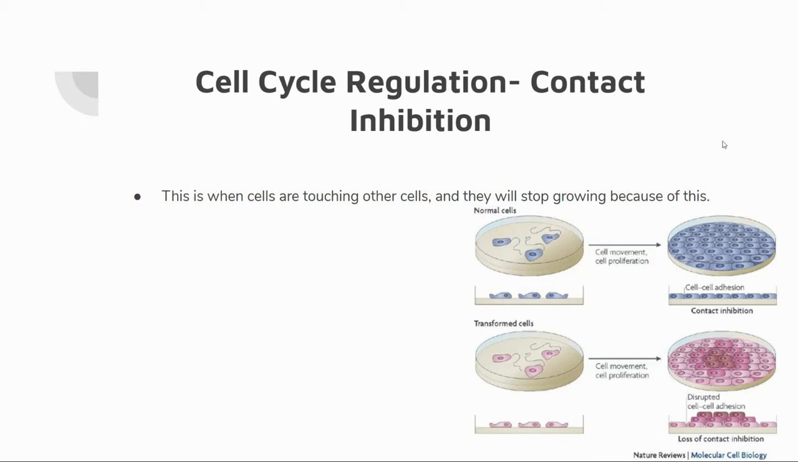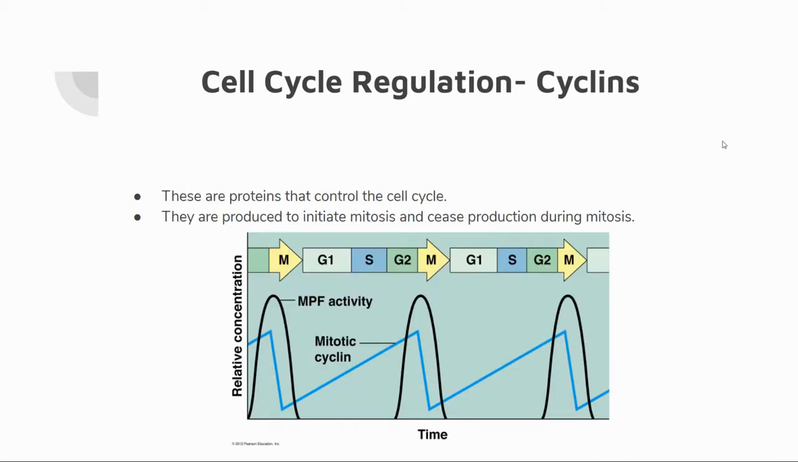Then you have cyclins, and these are proteins that control the cell cycle. They are produced to initiate mitosis and cease production during mitosis.